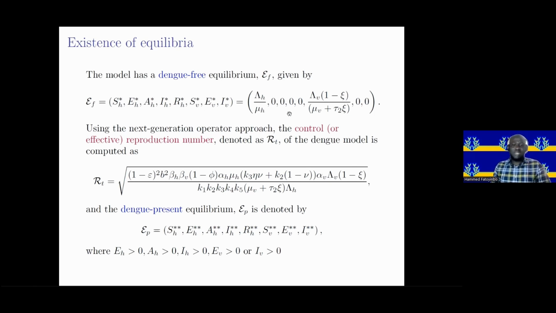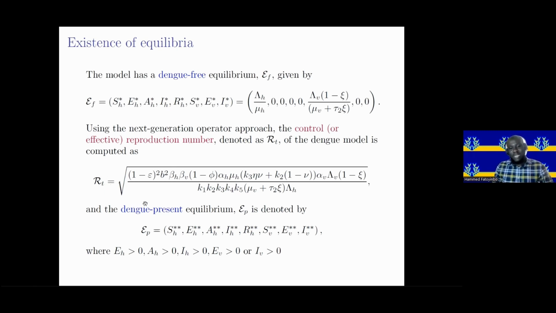In order to further our analysis, we looked at RT, which is the control reproduction number, also known as the effective reproduction number. What does RT mean? RT is just the invasion threshold for predicting dengue outbreaks, and also for evaluating the control strategy that would reduce the spread of the disease. That is a simple explanation of what RT is.